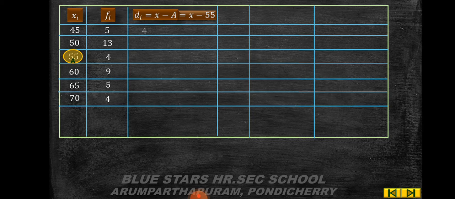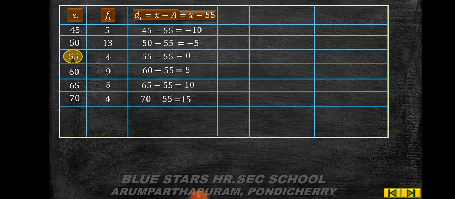So, x minus 55. 45 minus 55 is minus 10. 50 minus 55 is minus 5. 55 minus 55 is 0. 60 minus 55 is 5. 65 minus 55 is 10. 70 minus 55 is 15. Next, di square is 100, 25, 0, 25, 100, 15 square is 225.